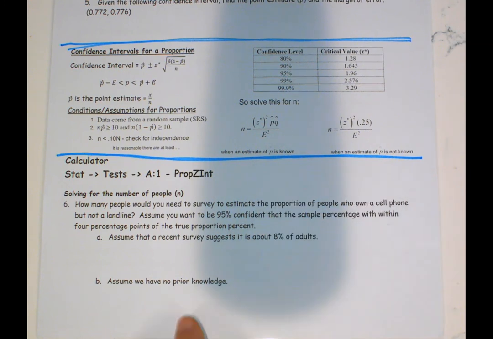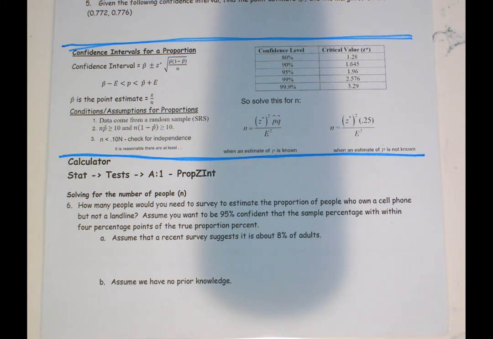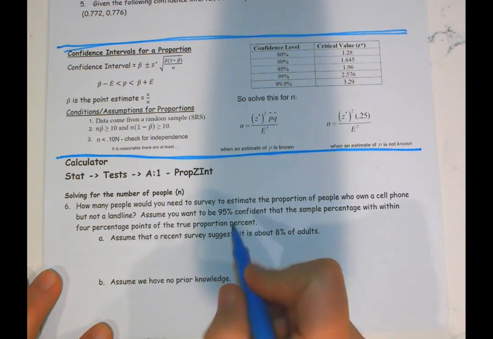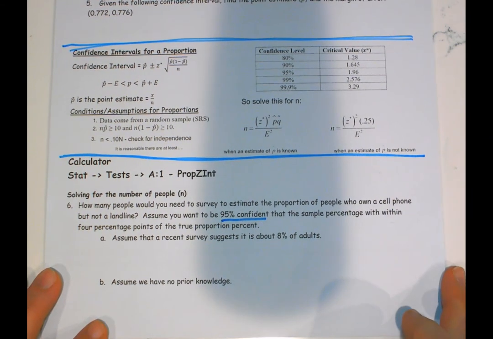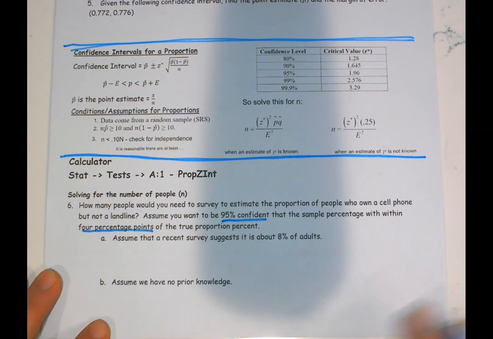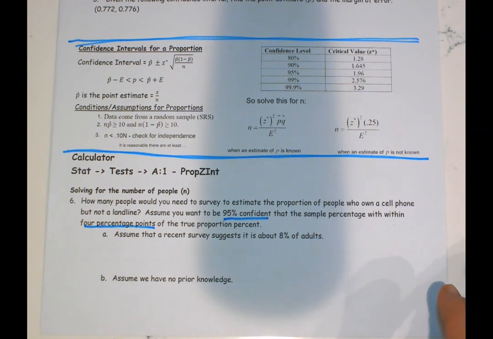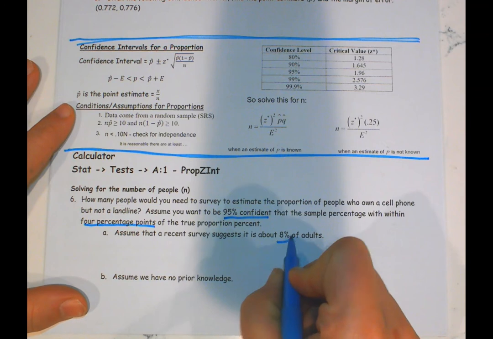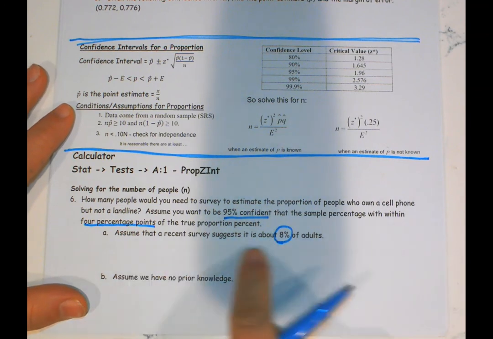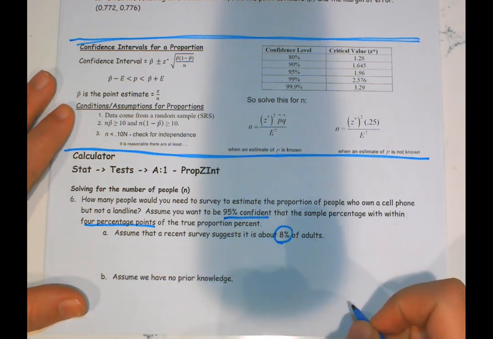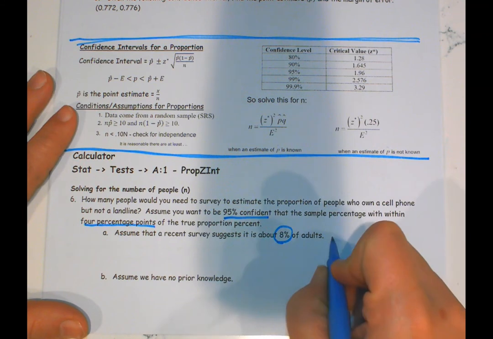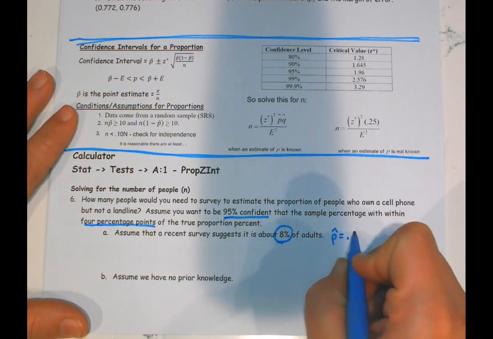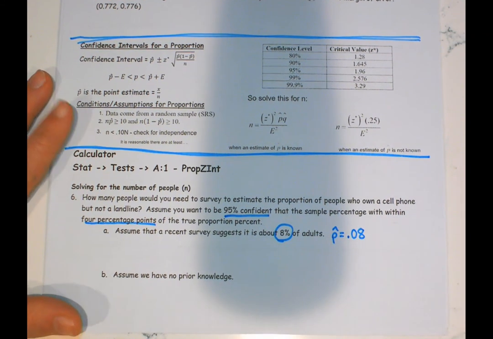So if we look at this example number 6, how many people would you need to survey to estimate the proportion of people who own a cell phone but not a landline? Assume you want to be 95% confident that the sample percentage is within 4 percentage points of the true proportion. It says, assume a recent survey suggests it's about 8%. So because this is giving us a starting point, that's telling us that p hat is 0.08 when I turn that into a decimal.